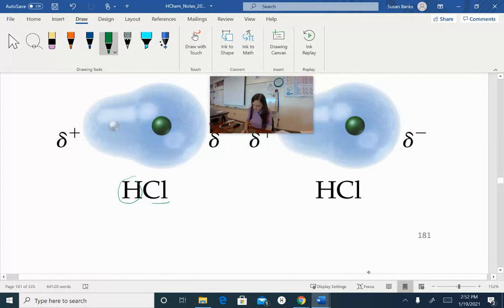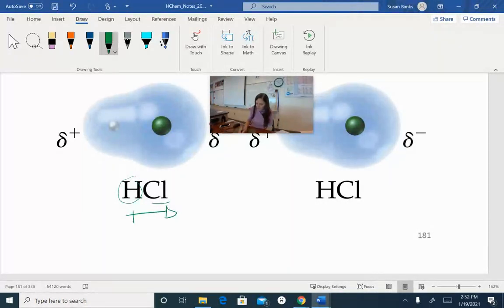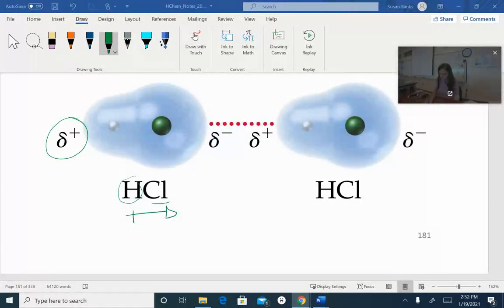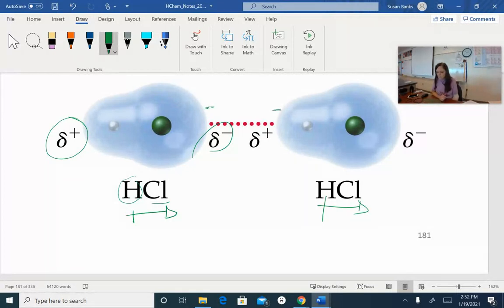Hydrogen is less electronegative than chlorine, so we're going to have a dipole this way. Notice I've drawn in the positives and negatives. So if I have a neighboring hydrogen chloride, I'm also going to have that same dipole. So the negative end of one hydrogen chloride is going to line up with the positive end of the other hydrogen chloride. And I can get a whole bunch of these in a row.